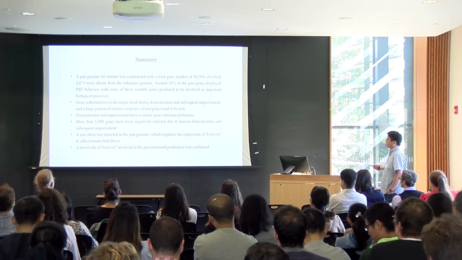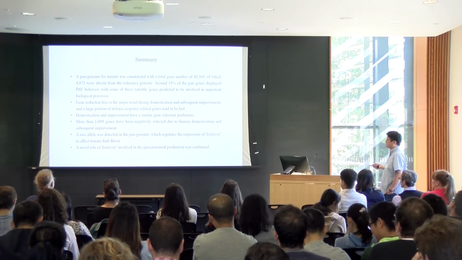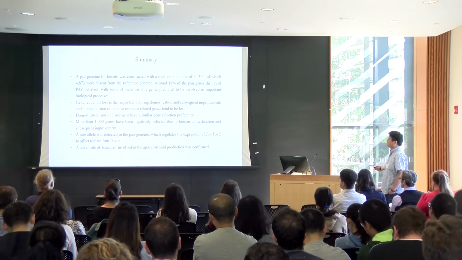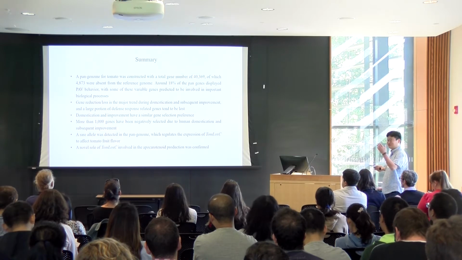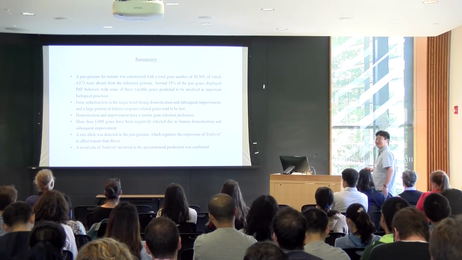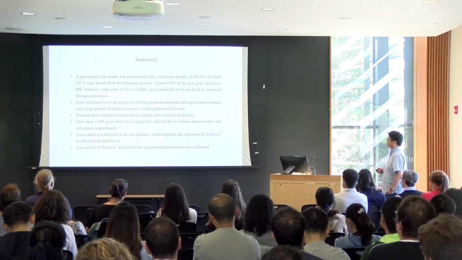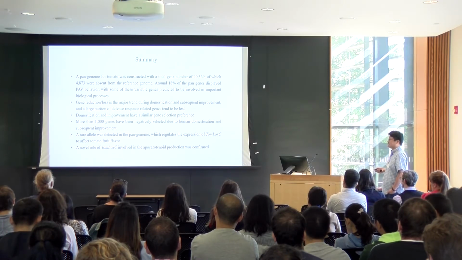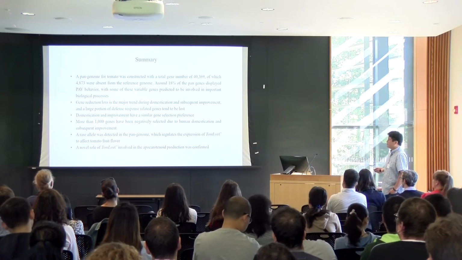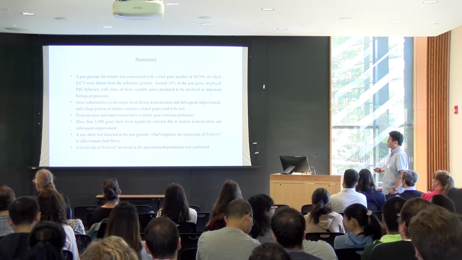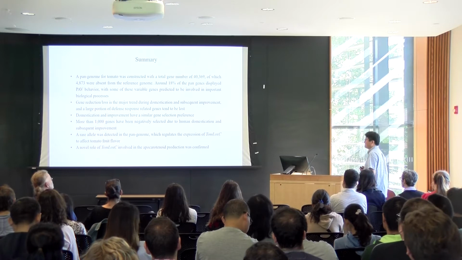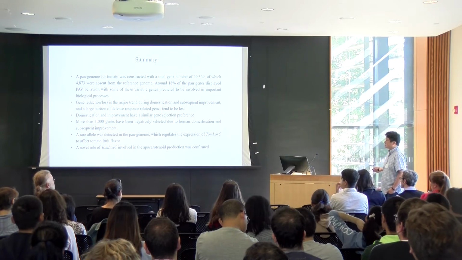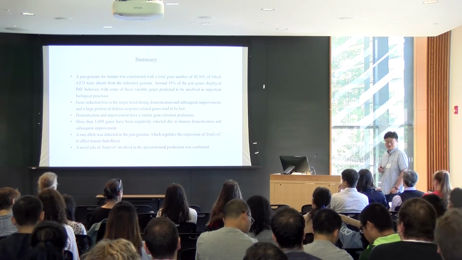So gene reduction and loss is the major trend during domestication and subsequent improvement, and a large portion of defense response related genes tend to be lost. Domestication and improvement have a similar gene selection preference; they can either select against or select for. More than 1,000 genes have been negatively selected during domestication and subsequent improvement. We also identified a rare allele in the pan genome, which regulates the expression of TomLoxC, which further affects tomato flavor. And a novel role of TomLoxC in apocarotenoid production was confirmed.